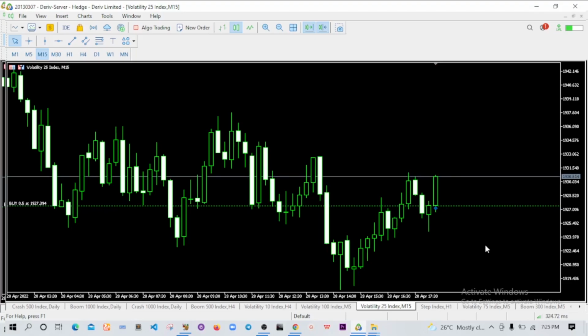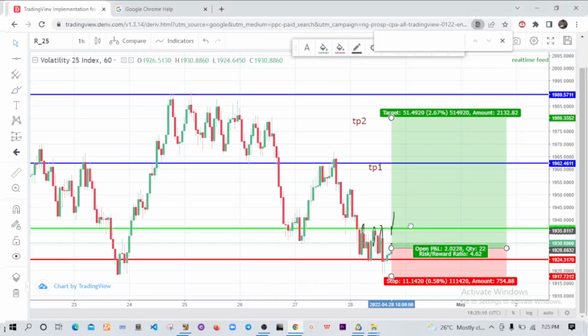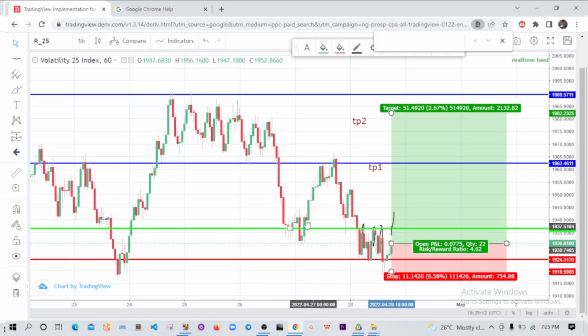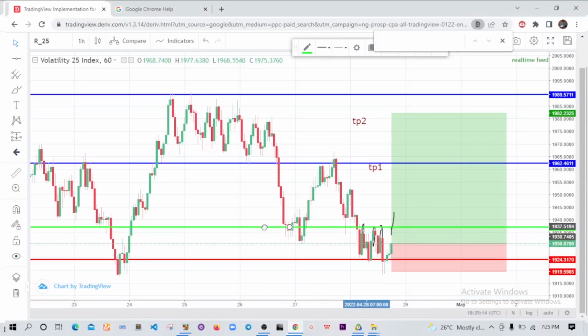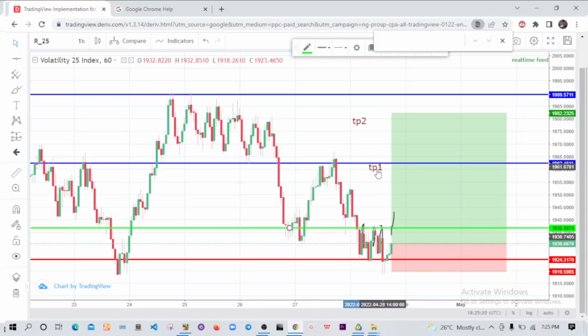So if you miss this entry, the second entry is after a breakout from this point. This is our green line right here, okay. After a breakout of this green line, you have to enter. That is the second entry, okay. Then after that, you target here as take profit 1, take profit 2, and that is that. This is how simple this analysis is.